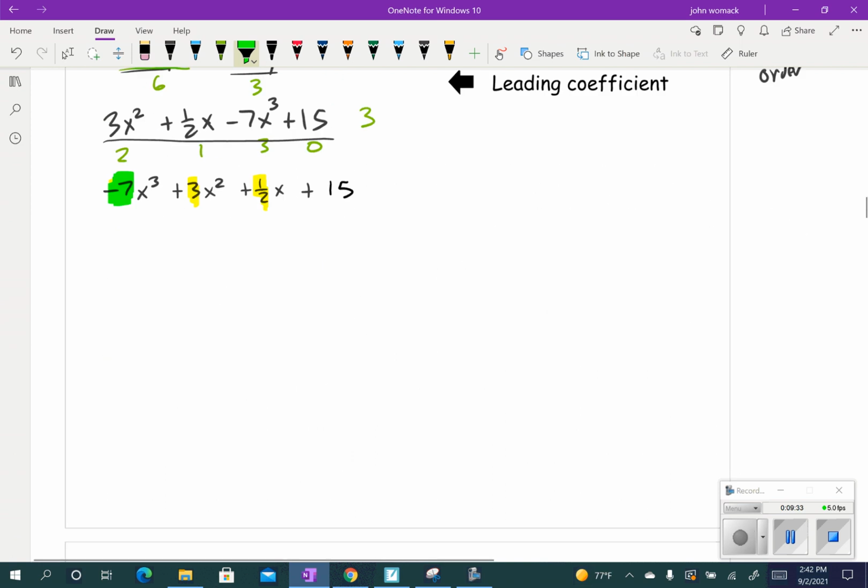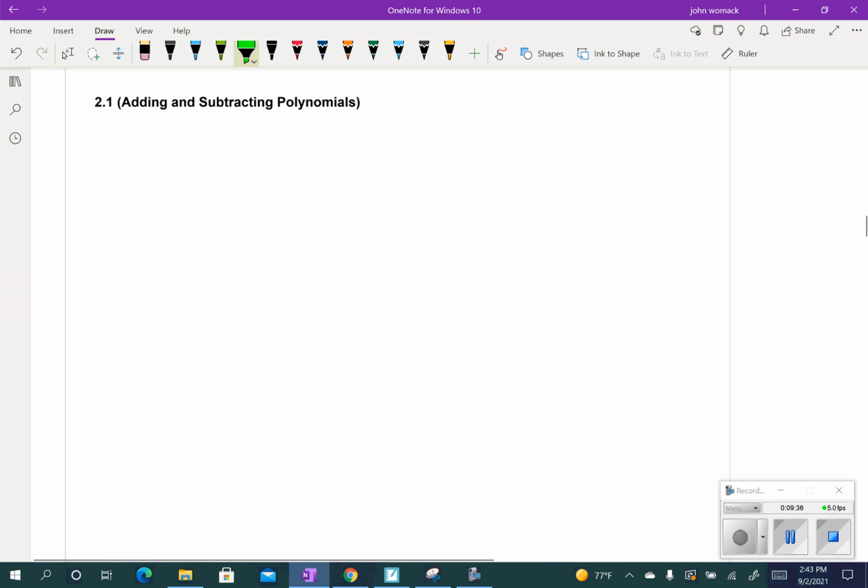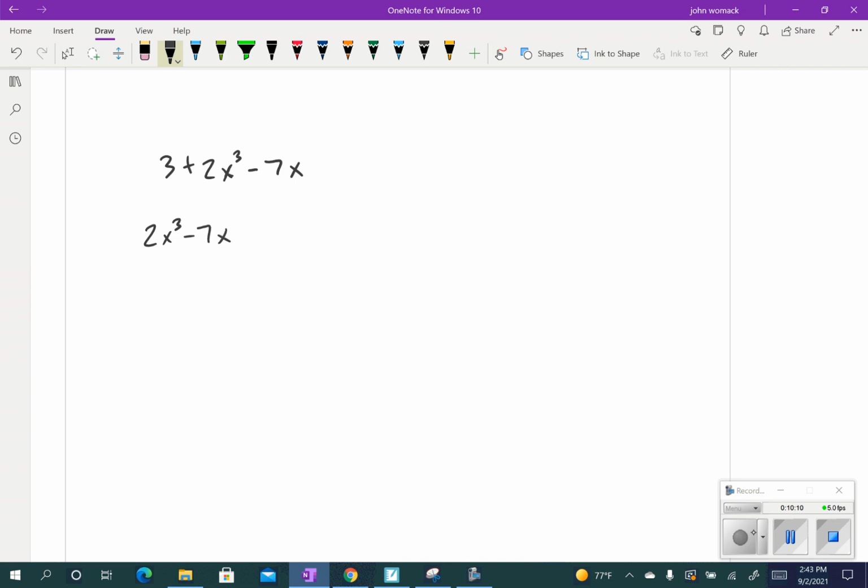Okay, so let's look at some other examples. Let's do this one right here. So if I have 3 plus 2x cubed minus 7x. If that's my polynomial, let's put it in standard form and say what the leading coefficient is. So standard form is we put the highest degree first. This is degree 3. It's got the highest power. It goes first. The minus 7x goes second. 7x to the first. And the 3 is degree 0, so it goes at the end. Okay, so now we have it in standard form. The number in front of the highest degree, the 2, is called the leading coefficient.